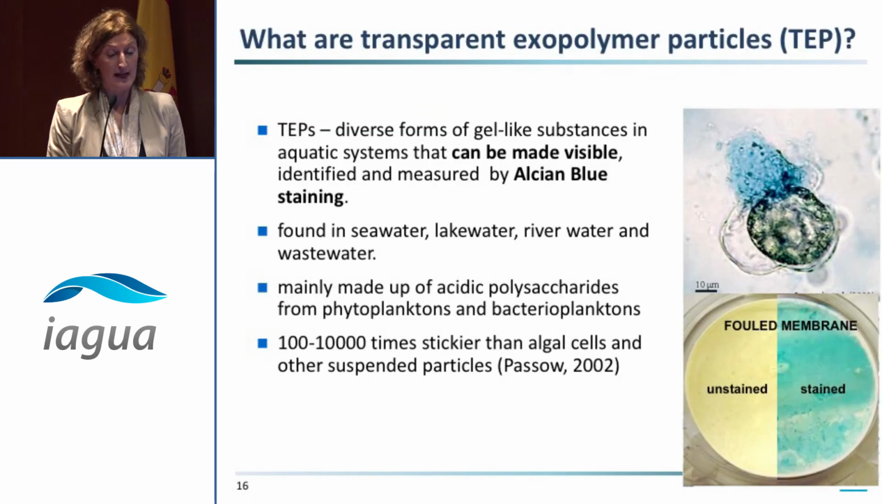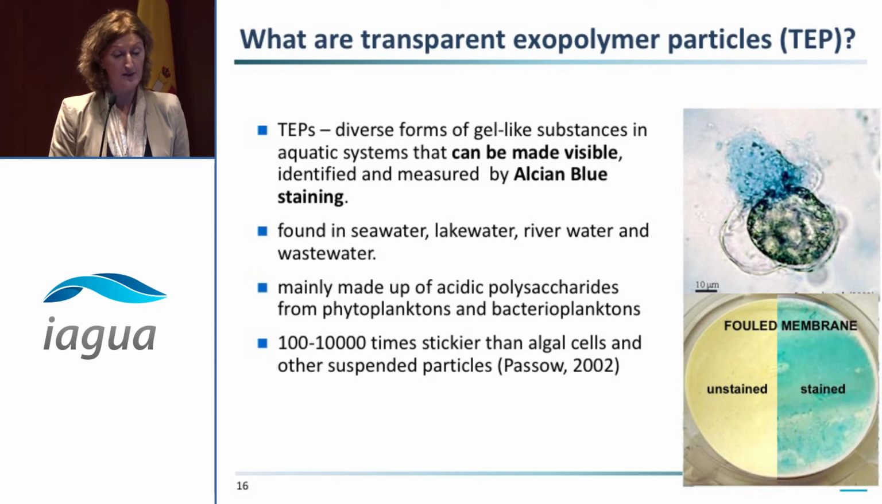Now, these transparent exopolymer particles, what do they look like? Well, they're gel-like substances. In fact, they're mainly water. And we can only make them visible when we stain them with a dye called Alcian blue. So they're found in all fresh water and seawater. They're mainly made up of acidic polysaccharides, and this can range from phytoplanktons all the way to bacterioplanktons. One of their characteristics is they're extremely sticky, about 10,000 times stickier than any other suspended particles.